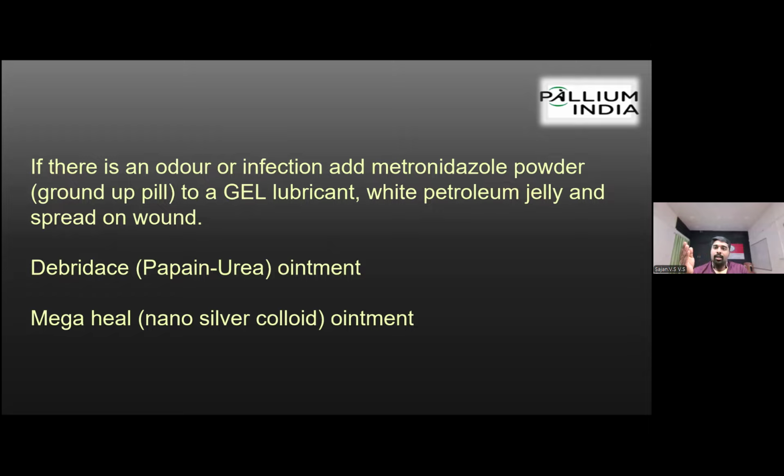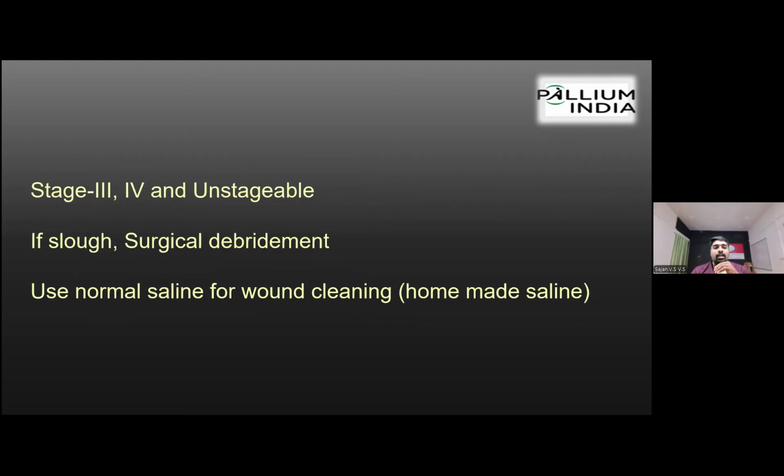Then if there is good granulated tissue, surrounding granulated tissue area, we can apply nano silver colloid-containing ointments like Megaheal type of ointments. So according to that, if slough, we can apply Debridase. If good granulated tissue, we can apply the Megaheal and we can do the dressing in both stage 3 and 4. Suppose stage 5 means unstageable.